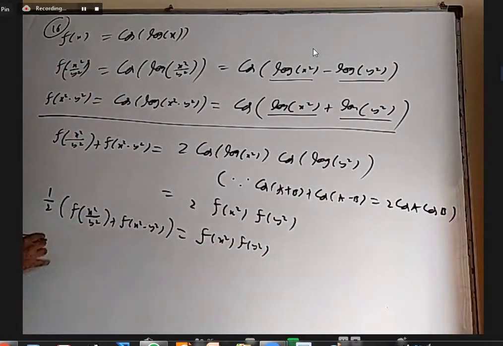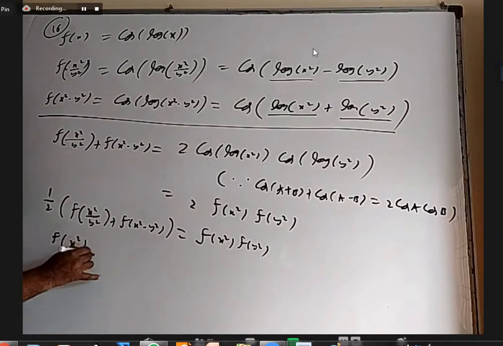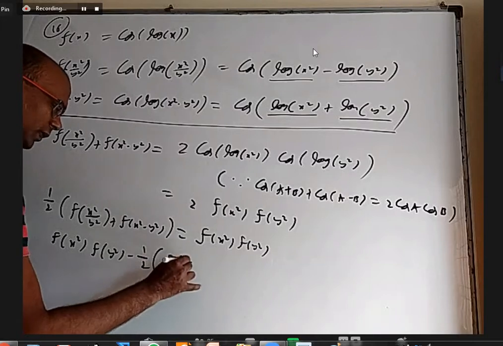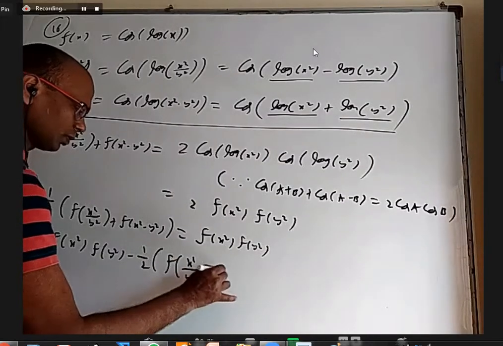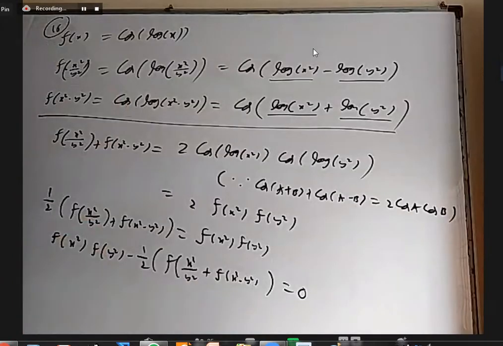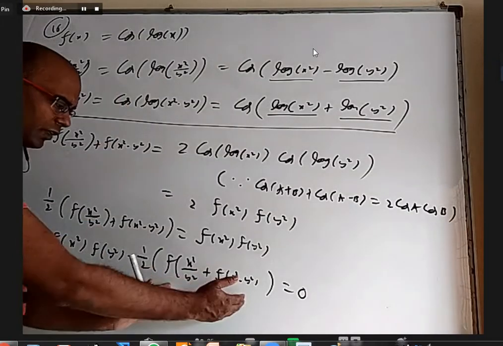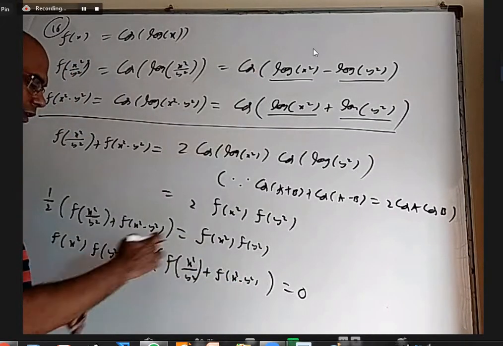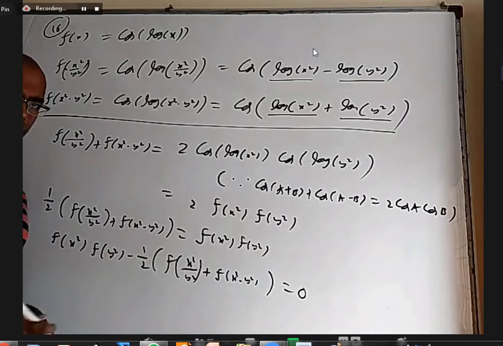Send this to the other side. That's the question. F of x square into f of y square minus half of f of x square by y square plus f of x square into y square is equal. Okay, this is the question. I need to find this part mainly. So that's why I found this separately and combined. This part I proved as same as this. Okay, whoever has doubt about 16, is it clear? Yes. Okay.